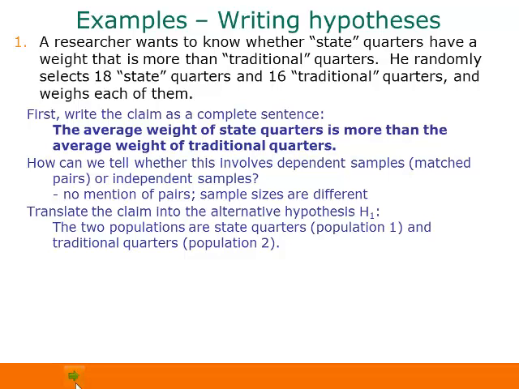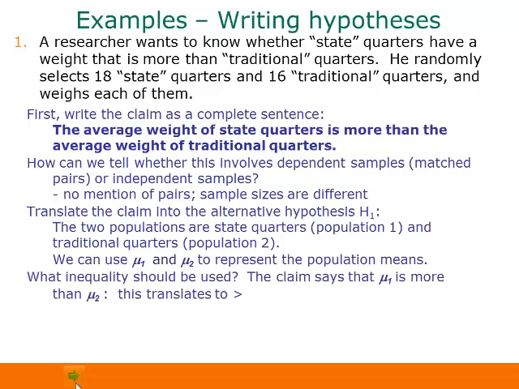So now we're going to translate our claim into an alternative hypothesis. Our two populations are state quarters, population 1, and traditional quarters, population 2. That's just because that's how they're mentioned in the problem, that they mention the state quarters first and the traditional quarters second. We're going to use mu sub 1 and mu sub 2 to represent our population means. So what inequality should we use? The claim says that mu sub 1 is more than mu sub 2, so this translates to a greater than.